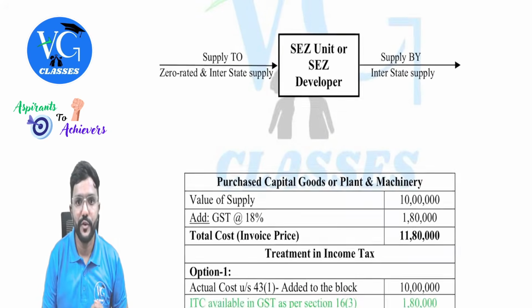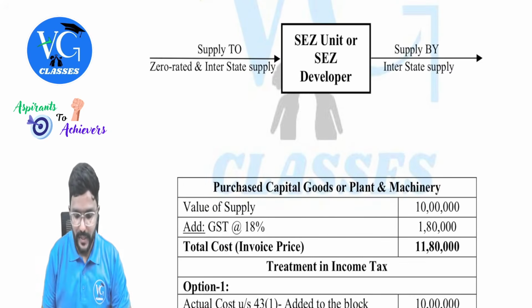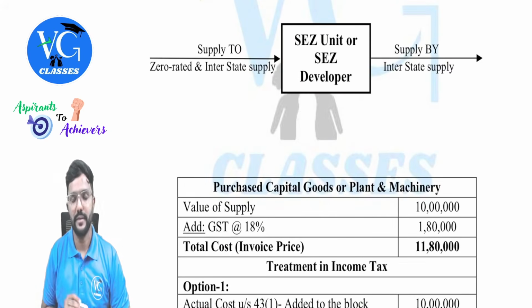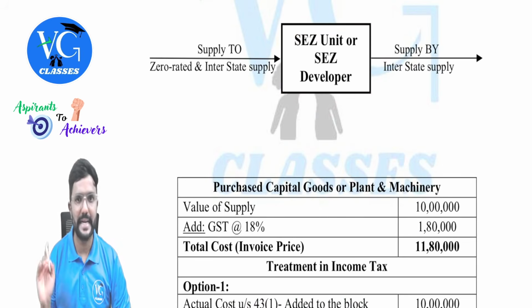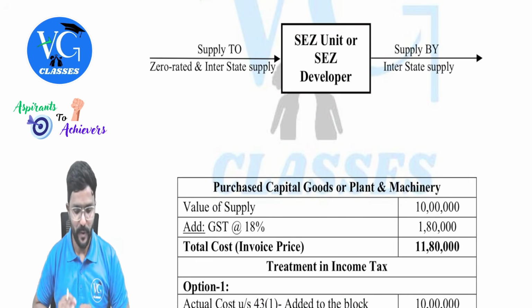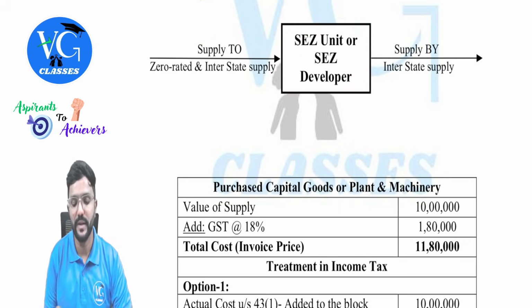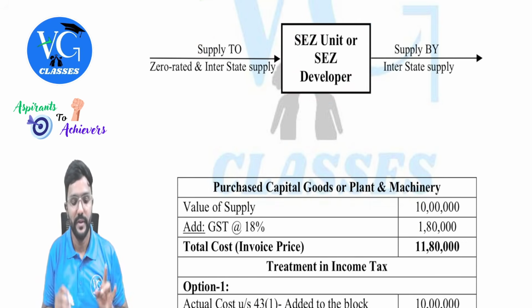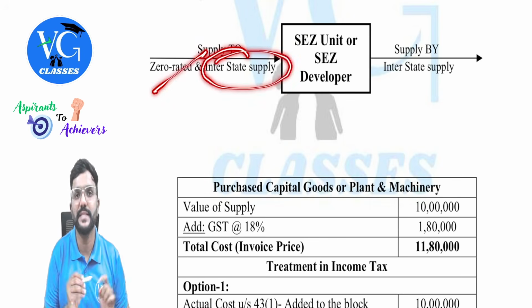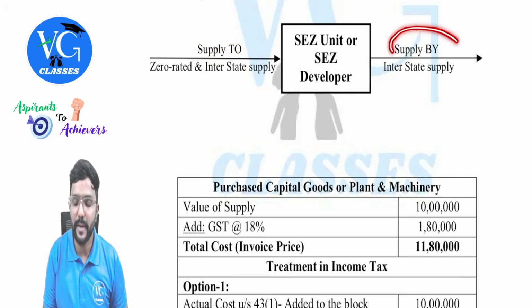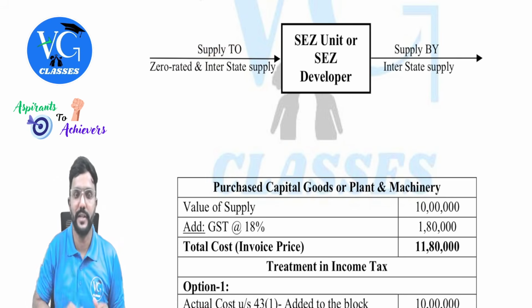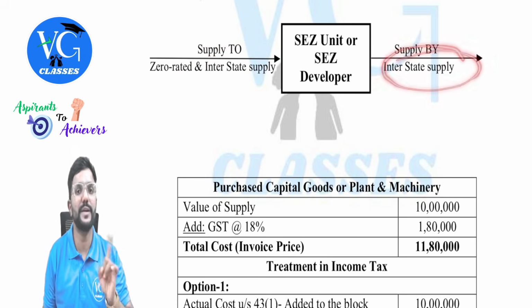If you take SEZ unit or SEZ developer, registration is mandatory for them as per GST. If there is any supply to an SEZ unit or SEZ developer, for them it is inward supply. It is interstate supply as well as zero rated. Whereas anything supplied by them, which is an outward supply for them, is interstate supply but not zero rated.